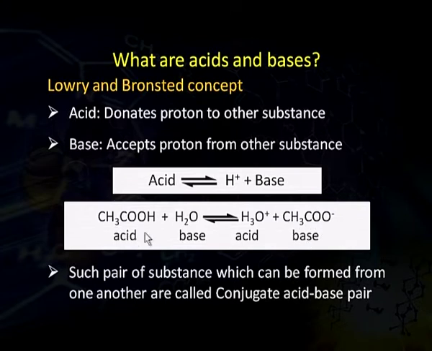So, acetic acid is an acid because it can donate a proton, while the acetate ion is a base because it can take a proton. So, acetic acid and acetate ion are a conjugate acid base pair to each other. Similarly, water and hydronium ion are a conjugate acid base pair to each other because water can take up a proton and hydronium ion donates a proton. Therefore, water and hydronium ion behave as a conjugate acid and base pair.